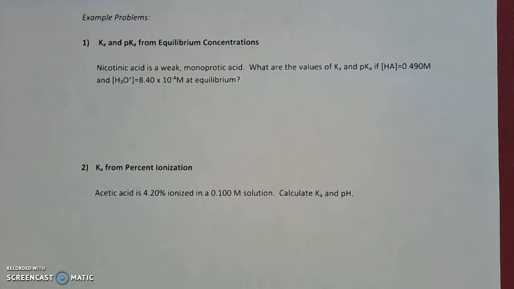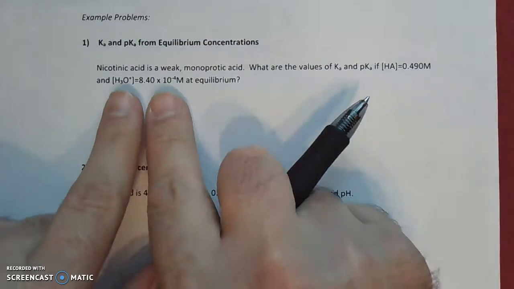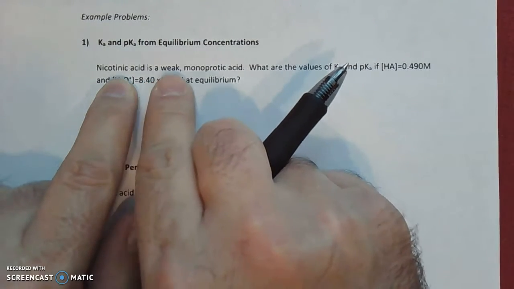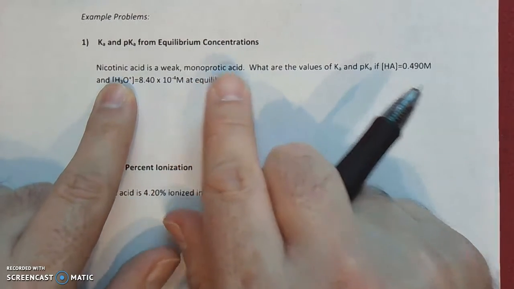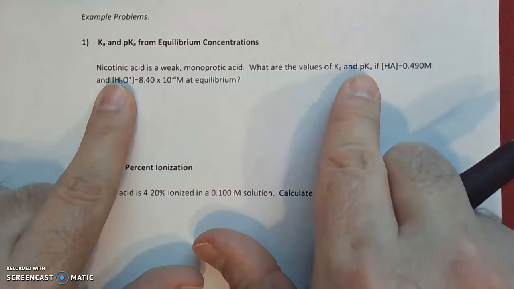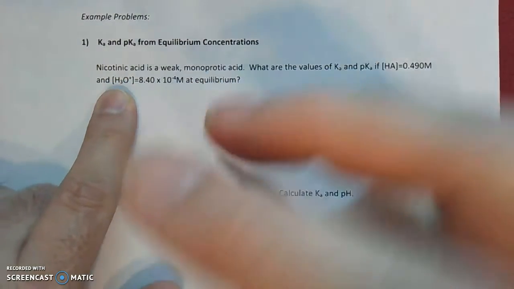Our first example problem, we are looking for Ka and pKa from equilibrium concentrations. What that means is we are given the concentrations at equilibrium, so after the weak acid or base is partially ionized. We have nicotinic acid. It's weak and it's monoprotic. Monoprotic, remember, means that it has one H. What are the values of Ka and pKa if we're given these at equilibrium?